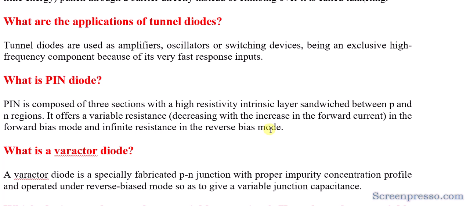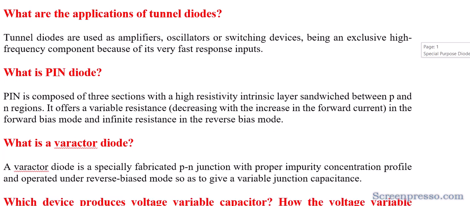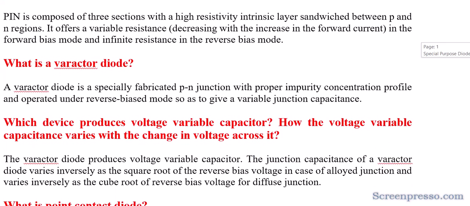So that means PIN is a type of diode in which the intrinsic layer is sandwiched between P and N regions, and it offers a variable resistance in the forward bias mode, and it offers infinite resistance in the reverse bias mode. So this is all about PIN diode, which is very important to remember.